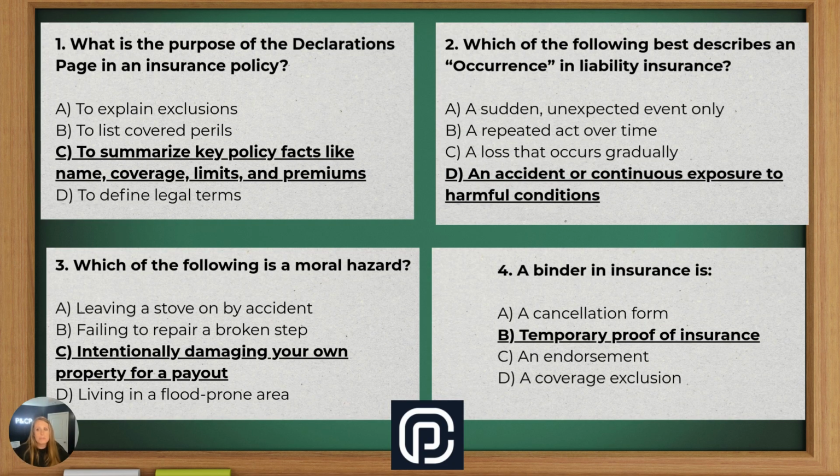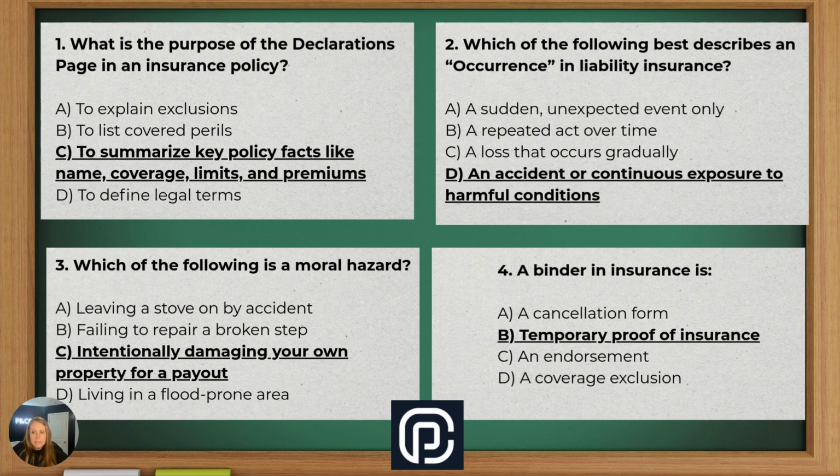All right, question number 2. Which of the following best describes an occurrence in a liability policy? And the answer for this one is D, an accident or continuous exposure to harmful conditions. For this one, on the exam, one that people tend to get mixed up is usually occurrence versus accident. So the key difference here between the two is accident is typically a one-time, sudden, unexpected event, right? Which is A. That's an accident.